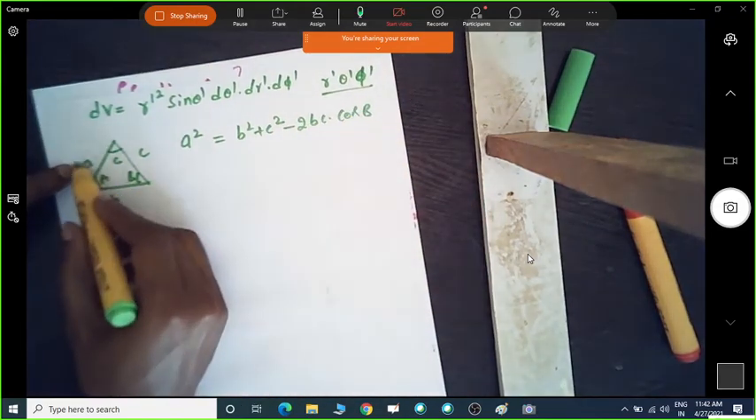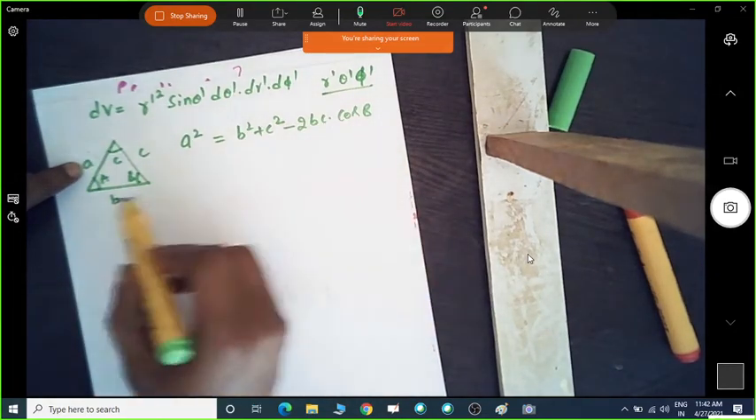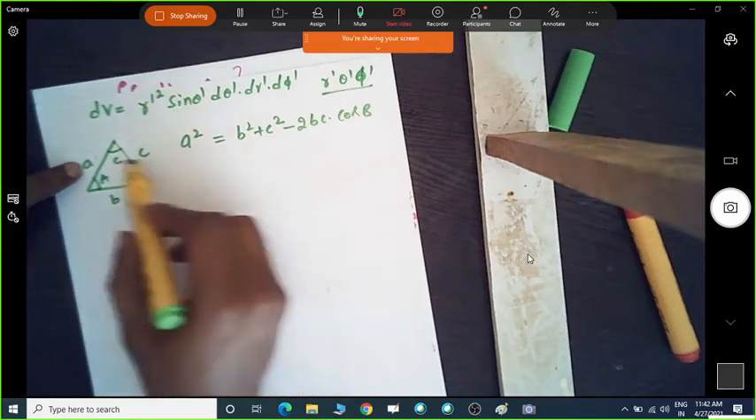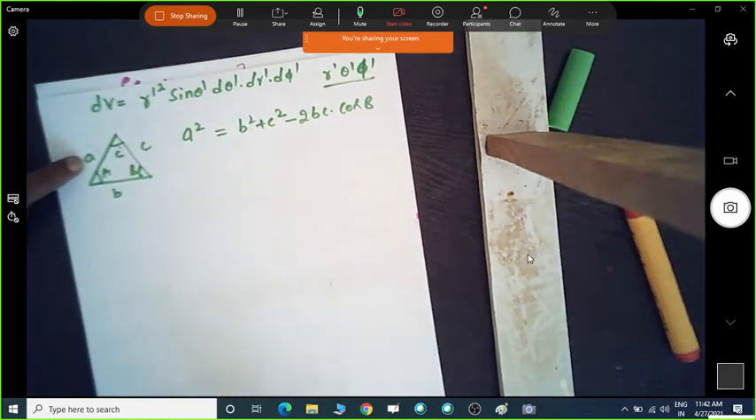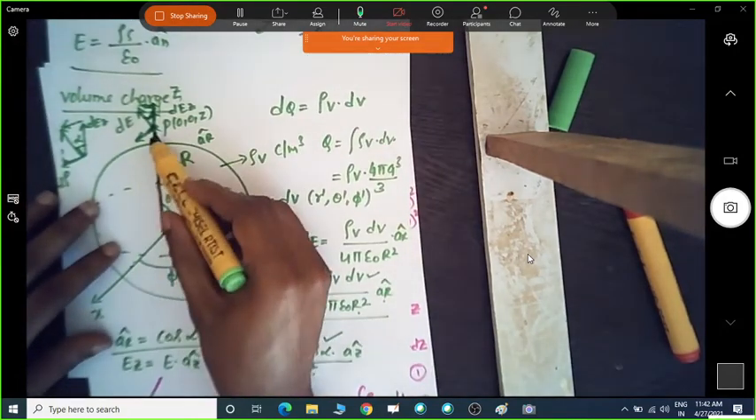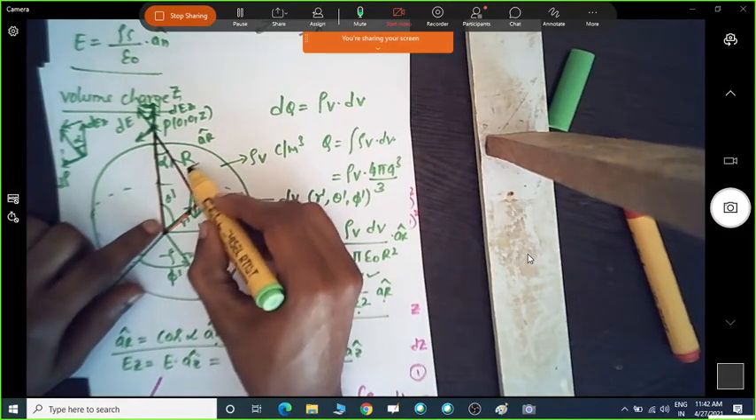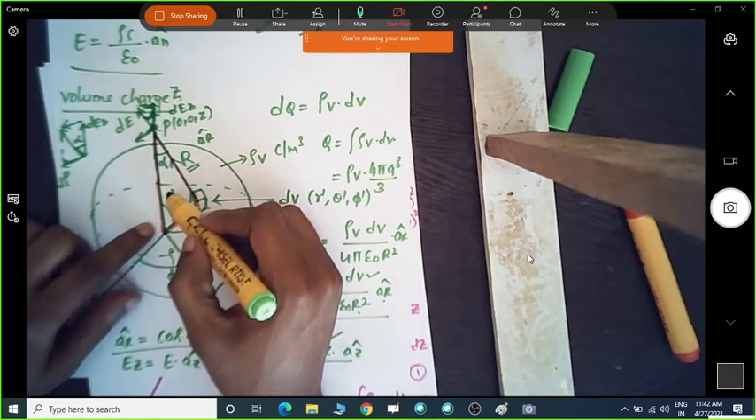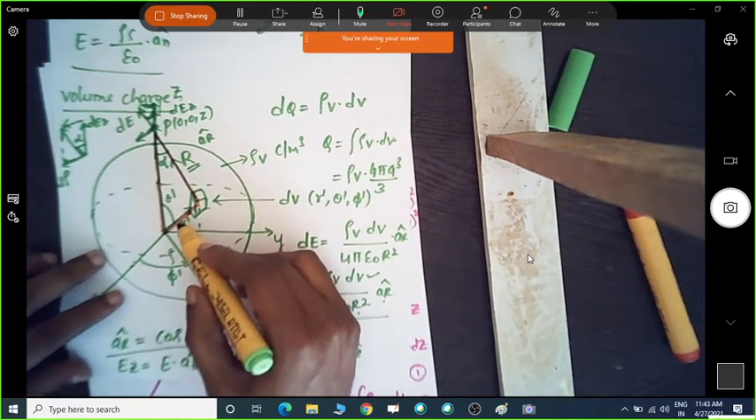So now if I want this side, we can use the other sides and also the angle to find this value. This is what the cosine rule is, and you can apply it to the other sides also. Similarly, we can apply this to this triangle. If I apply the cosine rule to this triangle, we can find r, alpha, and also r dash, whichever we require.